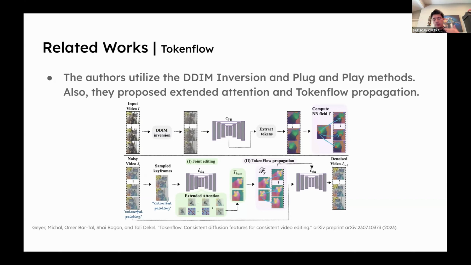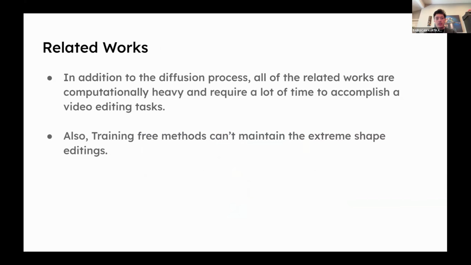And in the reverse process, in the bottom part, they are basically sampling keyframes and then doing extended attention. And after doing this extended attention and finding the noise, they are doing a TokenFlow propagation, which was actually found in the forward process before, to propagate the noise to the other frames to do a consistent editing. So there are a lot of papers, but the diffusion process itself is really slow, and all of the related works are computationally heavy and require a lot of time to accomplish video editing tasks.